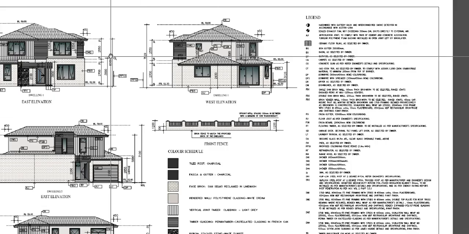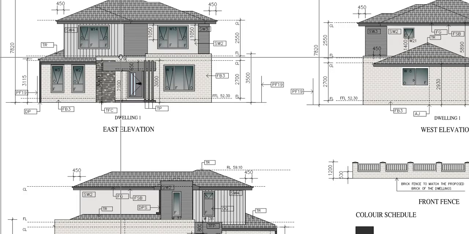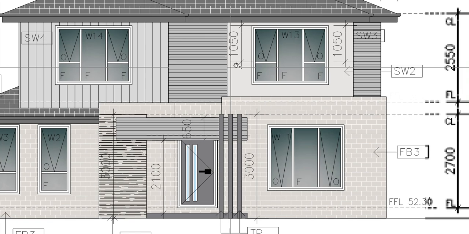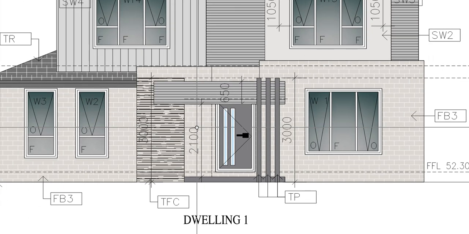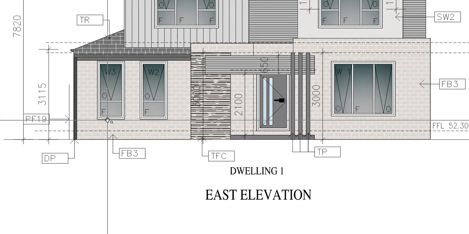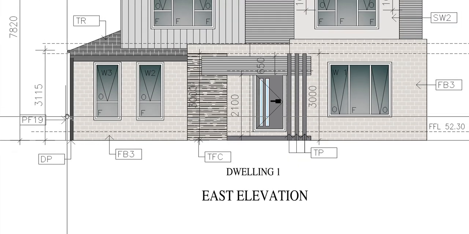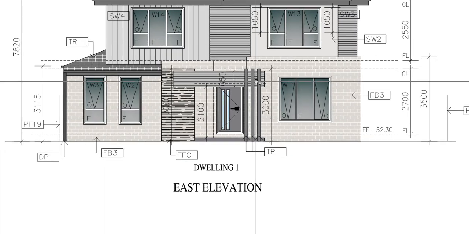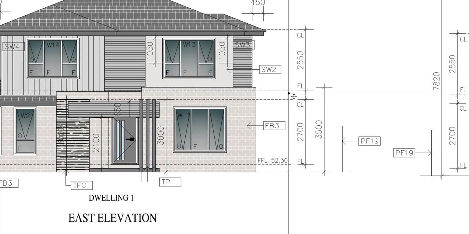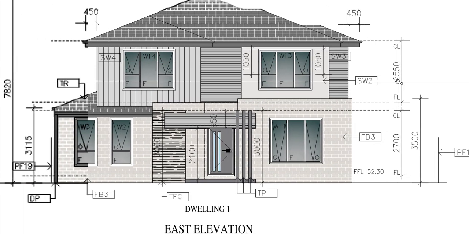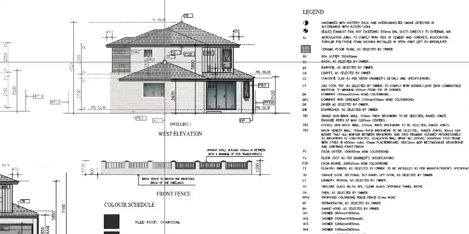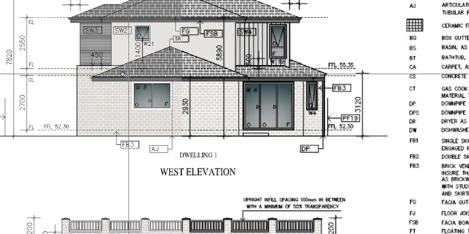In the first, this is the side of dwelling 1, where we have this SW4, this is SW3, and this is TFC, this is FB3, TP, and this is DP, meaning down pipe. This one is the down pipe, and this is TR, tiled roof. If you are doing the estimation in Australia, TR means the tiled roof. SW2. So these are the things marked in the drawing, and they are mentioned over here.